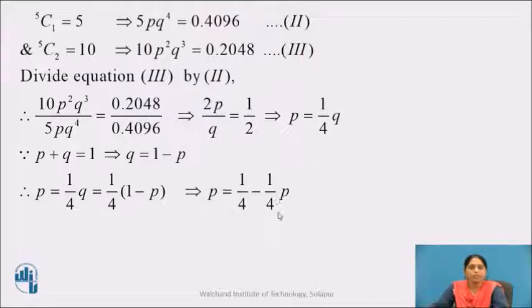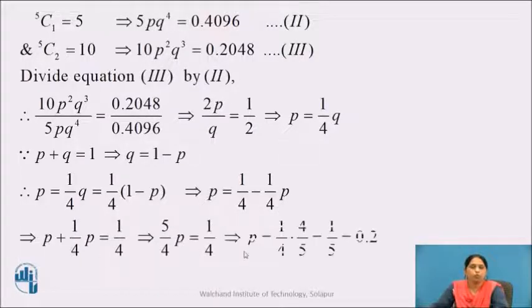Shifting this minus 1 by 4p to the left side gives us p plus 1 by 4p equals 1 by 4. So we get p into 5 by 4 equals 1 by 4. Shifting the 5 by 4 to the right side gives us 4 upon 5, so 1 by 4 into 4 upon 5. The 4s get cancelled and we get p equals 1 upon 5, which is nothing but 0.2. Therefore, p is equal to 0.2.